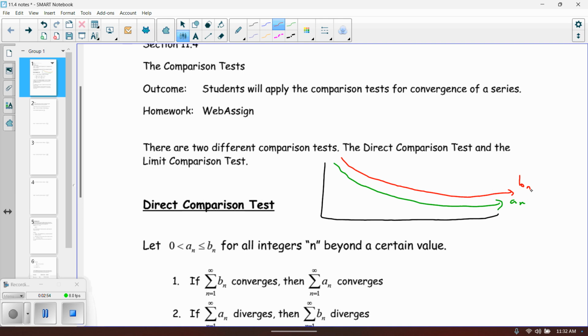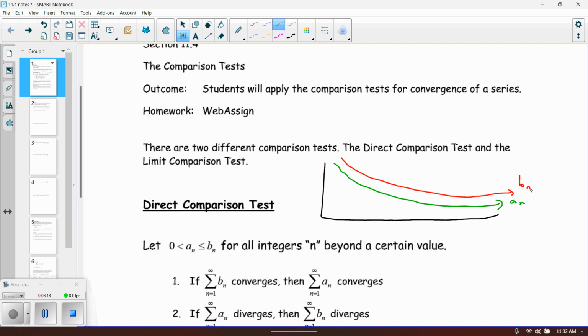So we're basically saying, if I can find a b sub n, which is going to be convergent, then any other series which is less than or equal to b sub n is also going to be convergent. So we're going to compare our a sub n to a known convergent series that is greater than a sub n.